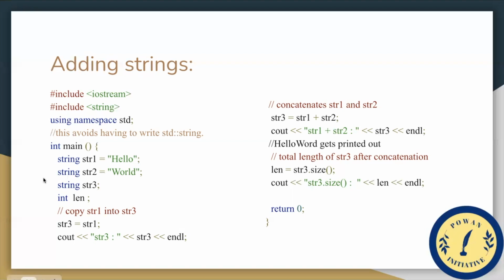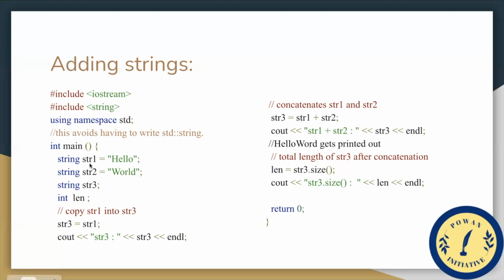Then we have another string, str3, which is not declared with any specific value. We don't have equals anything there, so it's empty. And then we have int len, which refers to our length. The main thing I want to show you is that you can copy a string onto another string. So str3 had nothing there, but now we copied the contents of str1, which is hello. We basically just made a copy.